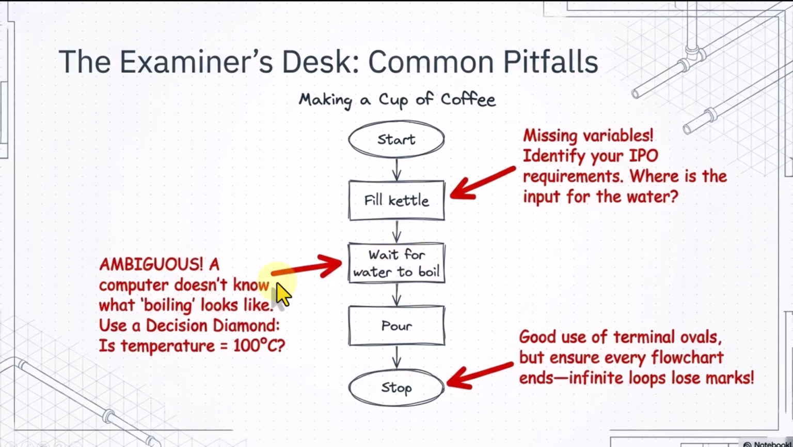Wait for water to boil, that is ambiguous. A computer doesn't know what boiling looks like, so you have to be precise. For example, use a decision diamond here: is temperature equal to 100 degrees or not? And for example, we have an oval, that is a good use of terminal ovals. But you have to ensure every flowchart or every algorithm ends. Infinite loops will cost you marks in the exam.